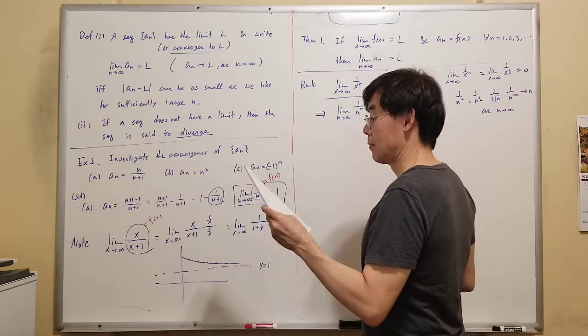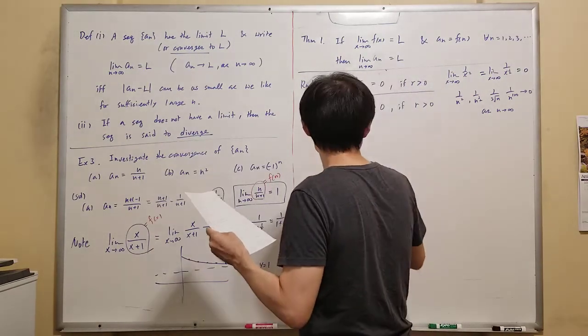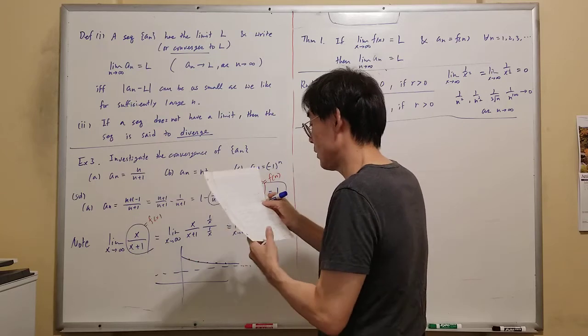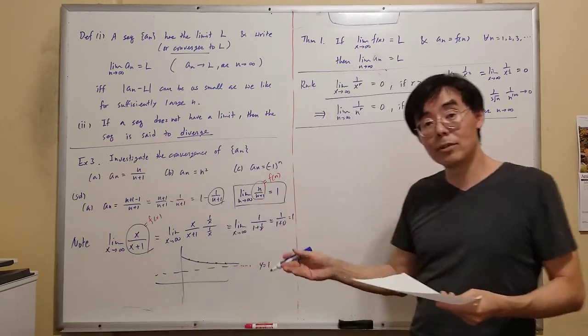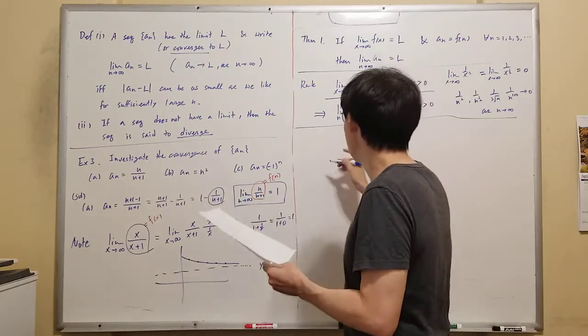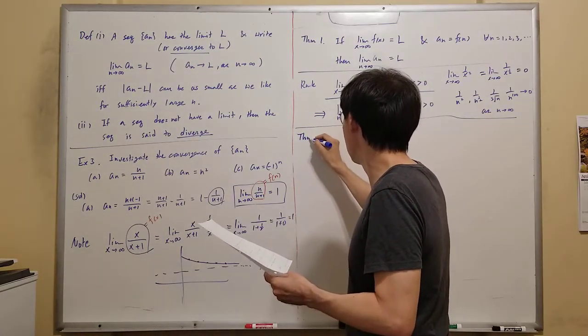Alright. Then we have the following properties, just like the limit properties for function limits in calculus 1. You have the following limit properties.